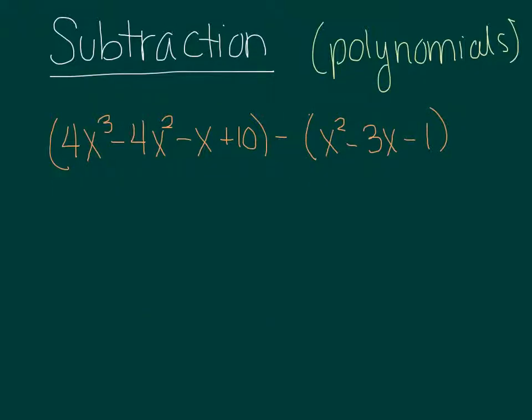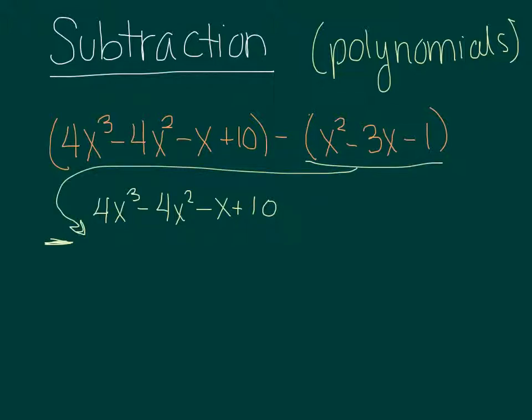Now let's quickly go through a second way to do this, and that's actually to line up the problem. So I would have 4x to the third minus 4x squared minus x plus 10, and then I'm subtracting. I'm going to write my other polynomial under here, x squared minus 3x minus 1. This subtraction sign reminds me to always go back to subtraction.